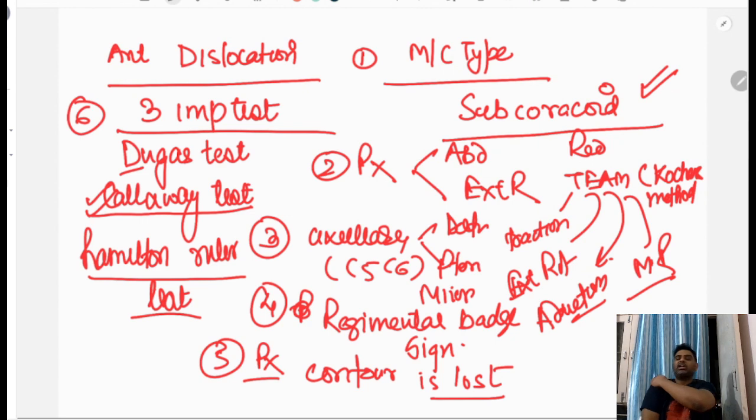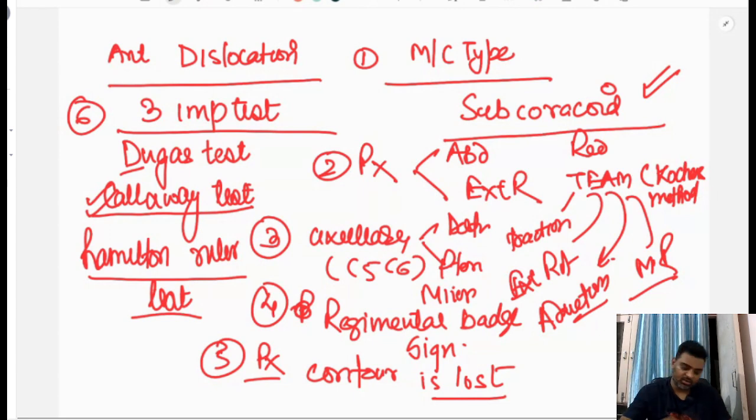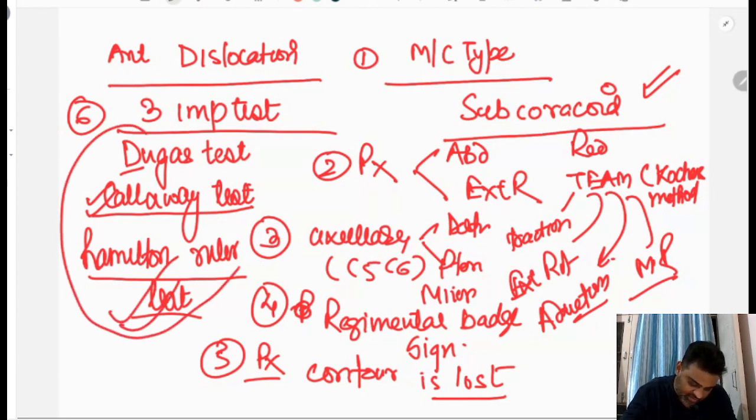And the third is the Hamilton ruler test. Normally there is a contour in the deltoid, so if you put a scale, the scale cannot touch the acromion process and the lateral epicondyle at the same time. But in case of anterior dislocation, this contour is lost, and the scale can touch the lateral epicondyle and the acromion at the same time. So this is known as the Hamilton ruler test. These are the three tests which I have already explained.